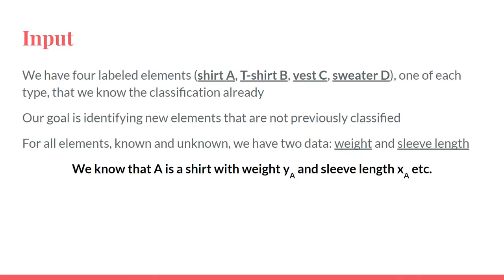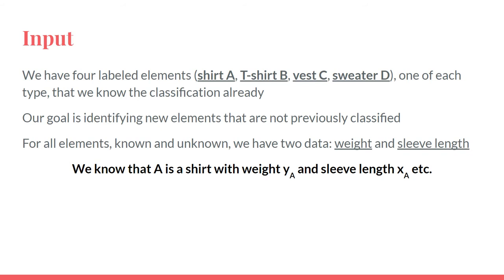As input to help in our problem, we will have 4 labeled elements. Let's call them A, B, C, and D. We know that A is a shirt. We know that B is a t-shirt. We know that C is a vest. And we know that D is a sweater. Given these 4 examples, our goal will be to identify a completely new element and put it in one of those 4 categories. For all elements, knowns and unknowns, we have 2 data: their weight and sleeve length.